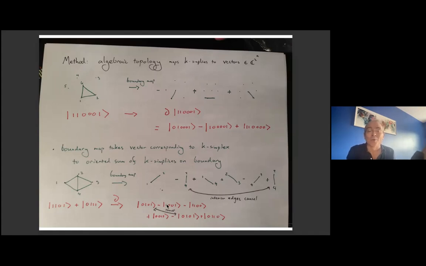And then there's the 1, 0, 0, 1. That's the 1, 4 edge. It has a minus sign. And then there is the 1, 1, 0, 0. That is, which edge is that? That is the 1, 2 edge. And then if you have the 2, 3, 4 simplex, we find that we get 0, 0, 1, 1, minus 0, 1, 0, 1, and then plus 0, 1, 1, 0. And these 2 cancel out. If you look at this right here, the 0, 1, 0, 1 cancel out.